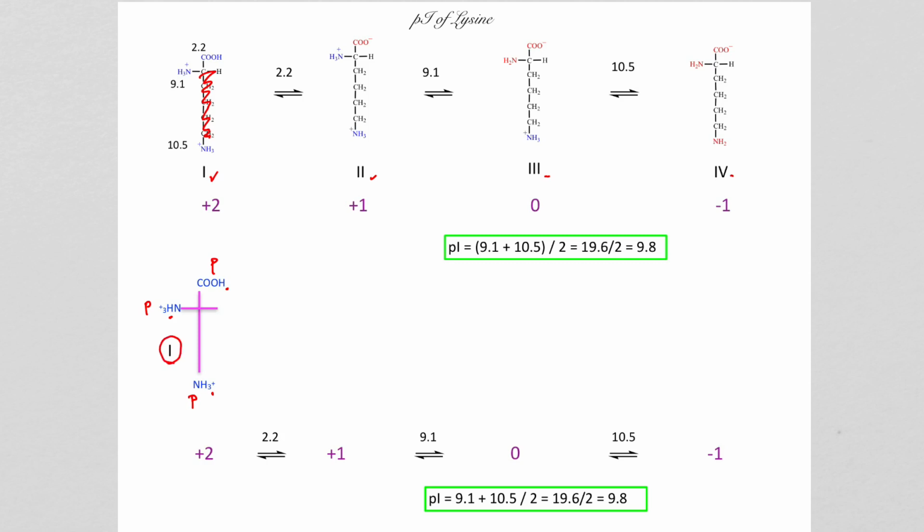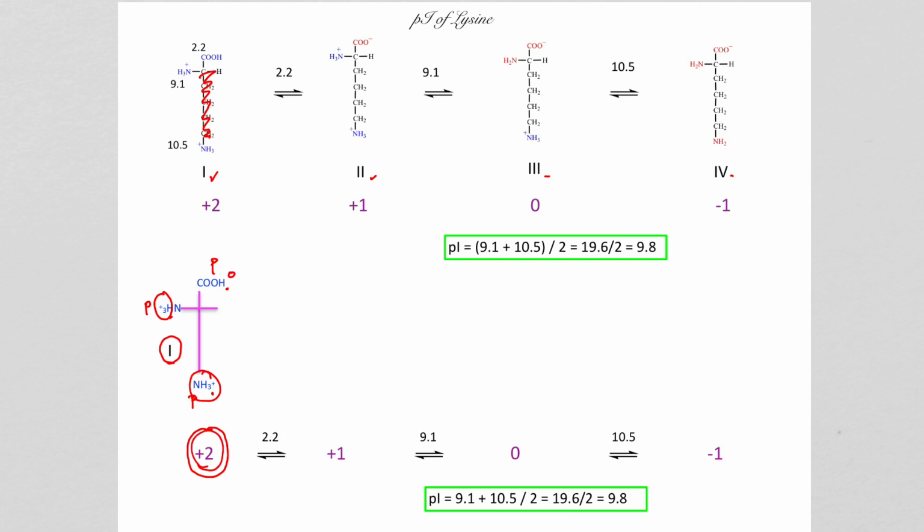Once you write the structure number 1 where everything is protonated, calculate its net charge. So you can see that there's 1 positive charge here, 1 positive charge here. This is neutral, 0 charge. So the net charge is plus 2.